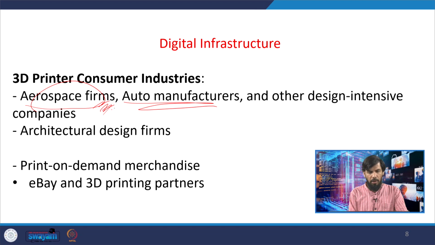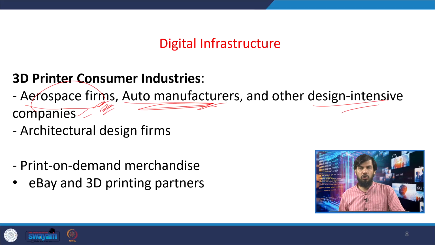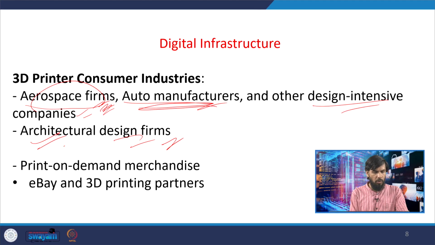So right now aerospace firms, auto manufacturers and other design intensive companies are the main consumer industries for 3D printers. Then sometimes architectural design firms might also be interested, because for some architectures that they have created for showcasing, they would like to get a 3D printed model of the architecture, so that they can showcase their different architectures, maybe for marketing, maybe for promotion, or just for display, right. So architectural design firms might also be interested.